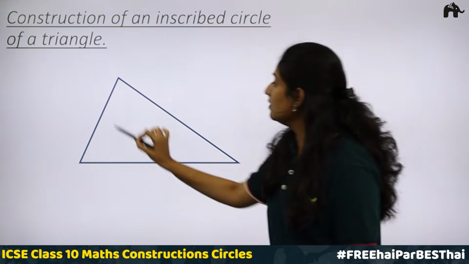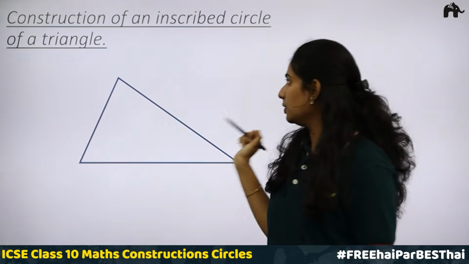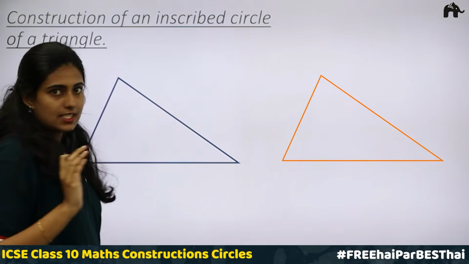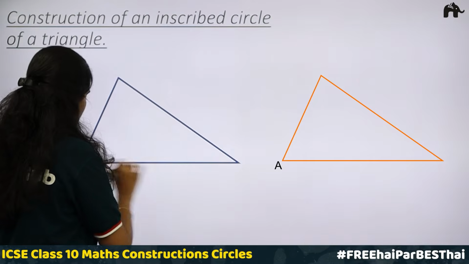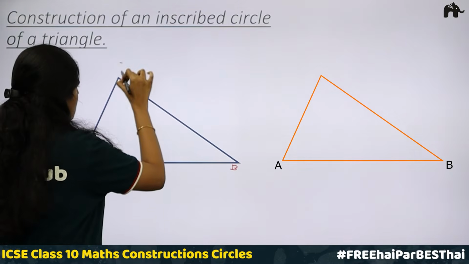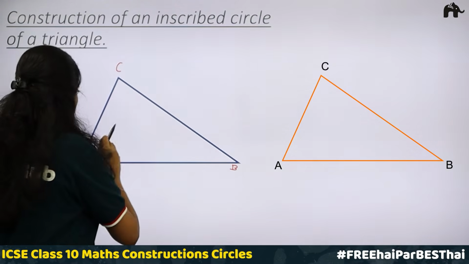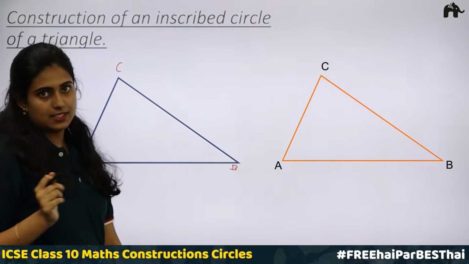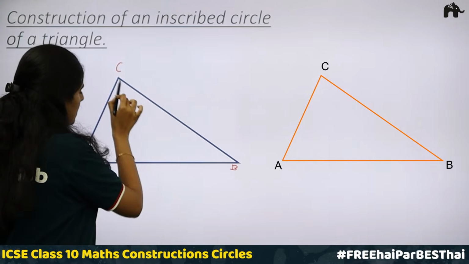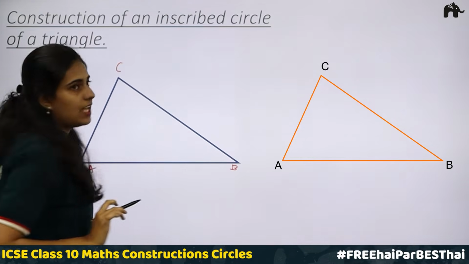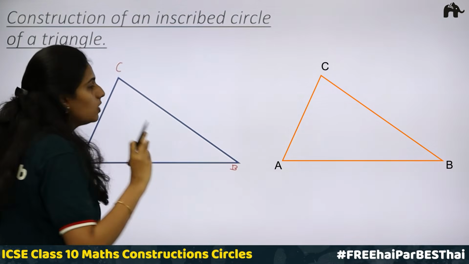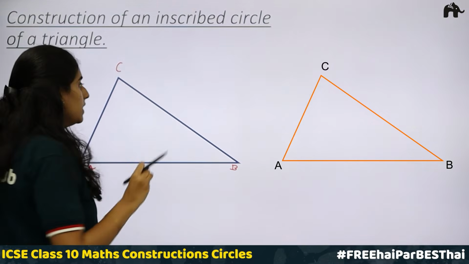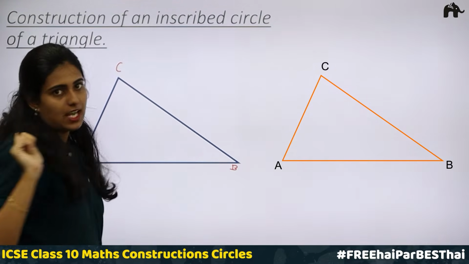Next is the construction of an inscribed circle of a triangle. Inscribed circle is a circle which lies inside this triangle. Here we have taken a triangle. To draw the inscribed circle, this is my triangle ABC. I'll be taking the angle bisectors. Here, let us take B and C angles. We'll draw 2 angle bisectors. They will meet at a point. This point will be the center of the inscribed circle.